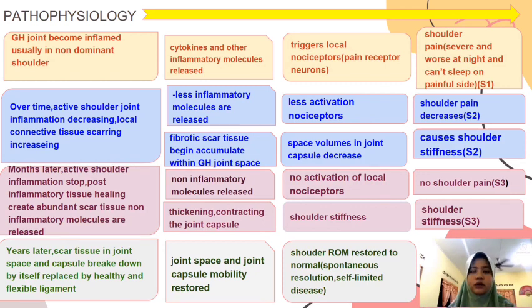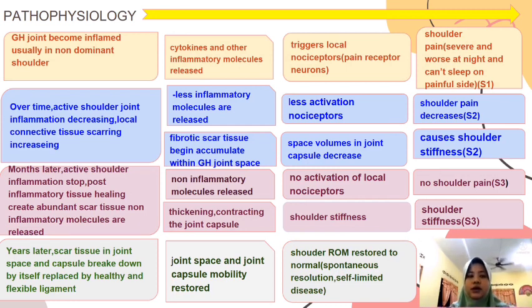Over time, active shoulder joint inflammation decreases as post-inflammatory healing occurs, and local connective tissue scarring increases. Fewer inflammatory molecules are released in the shoulder, so there is less activation of local nociceptors, and the shoulder pain decreases. Then fibrotic scar tissue begins to accumulate within the glenohumeral joint space, causing the volume of the space in the joint capsule to decline, and shoulder stiffness increases, which is progressive restriction of shoulder movement. All of this happens in the second stage.